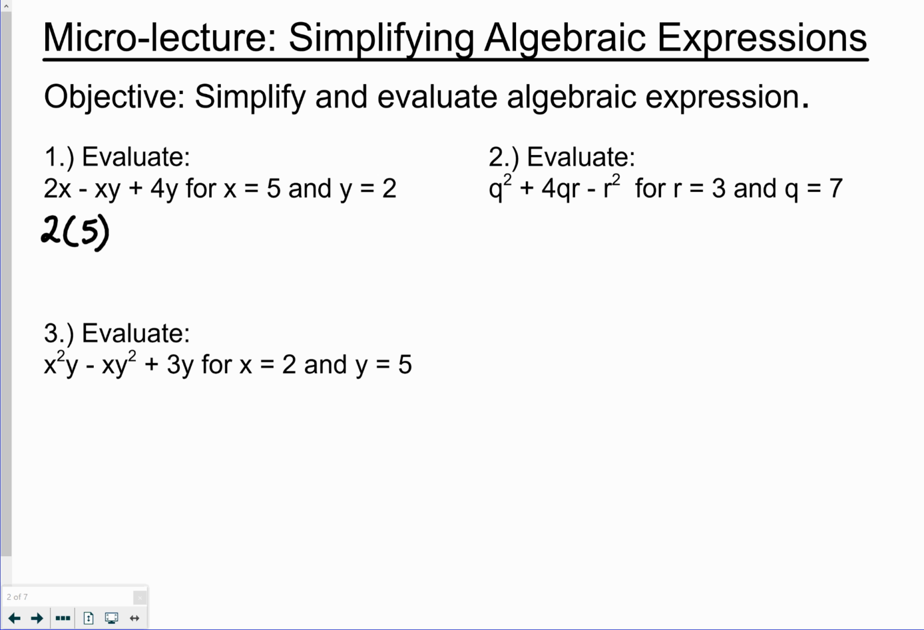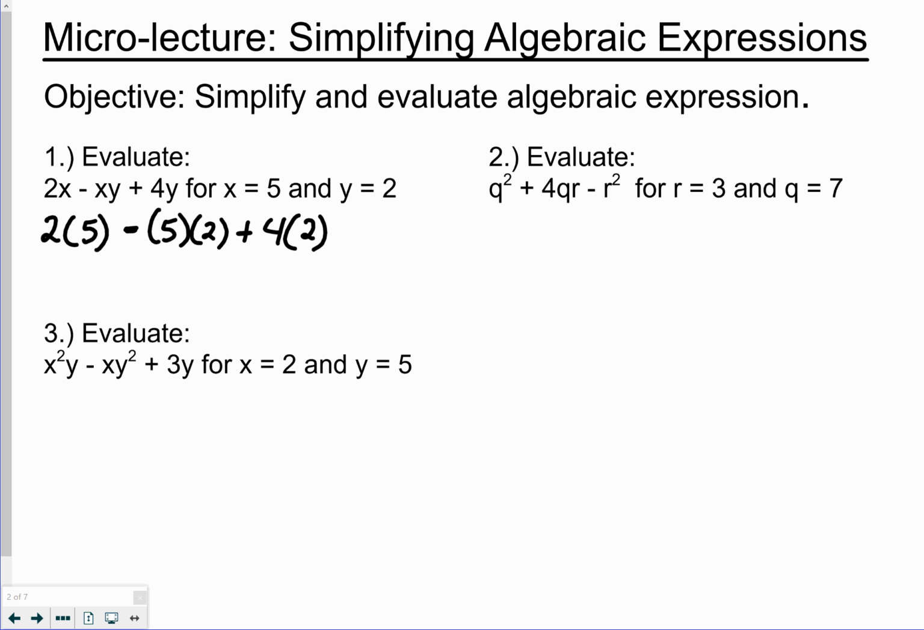All right? Camilla, when you're ready, homework here, okay? Minus x times y, which is going to be 5 times 2, plus 4 times 2. I'm going to pause here to make sure we're all good.